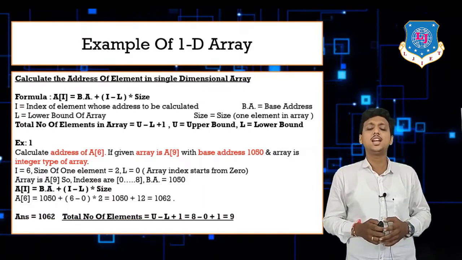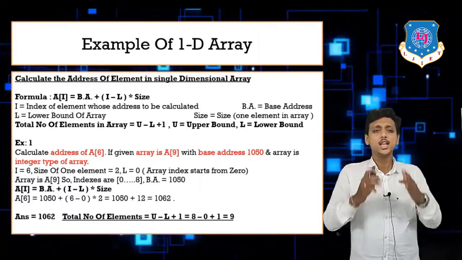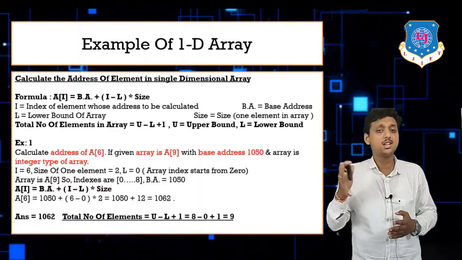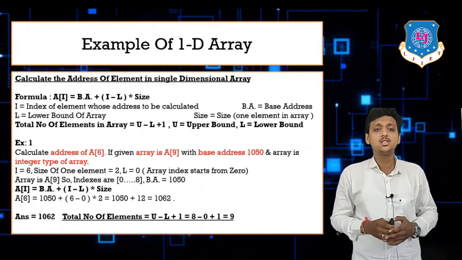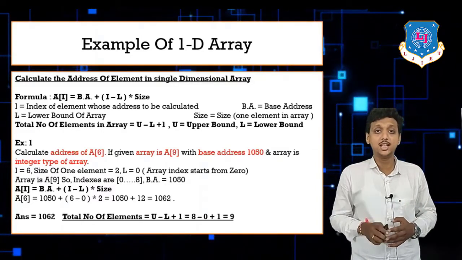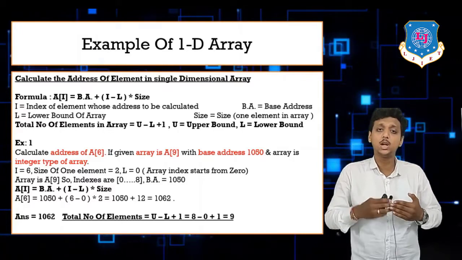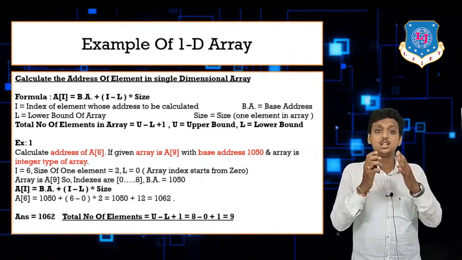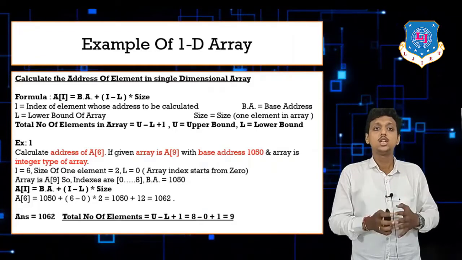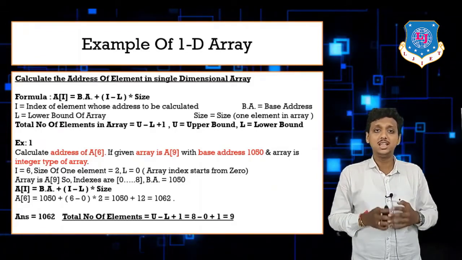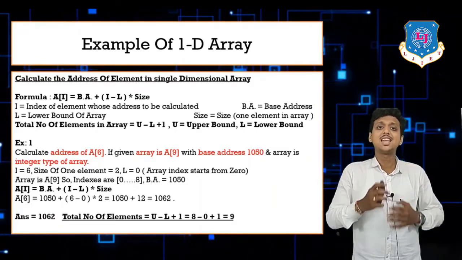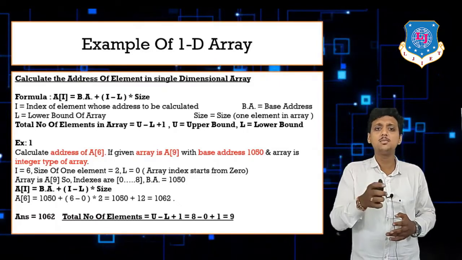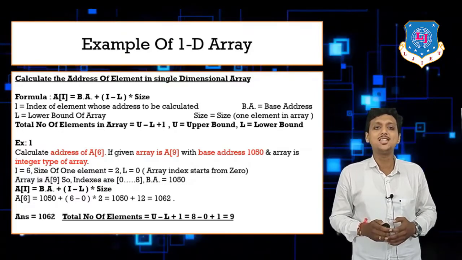Another question is, how many total elements are there? You can easily find it with the formula U minus L plus 1, or in this case you can easily see that 9 elements are there. But how can we get it from the formula? Upper bound, students, upper bound is 8, minus L which is 0, plus 1. So 8 plus 1 becomes 9. So here 9 elements are there.